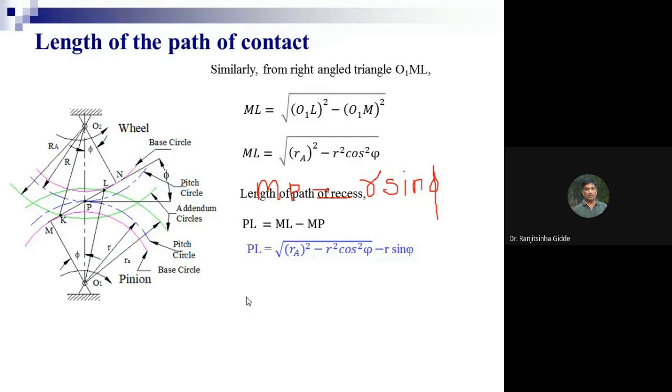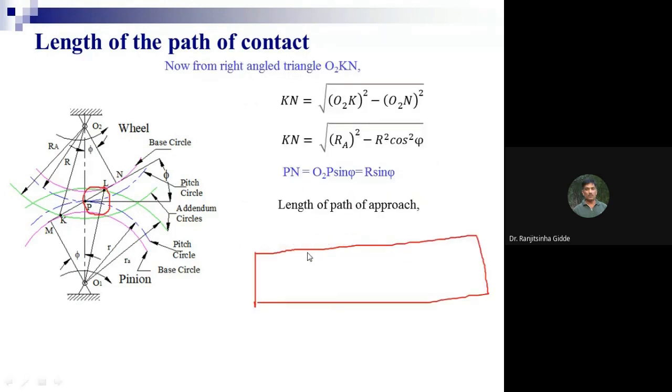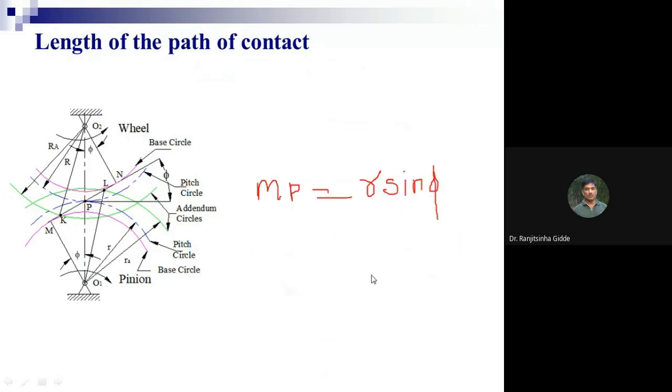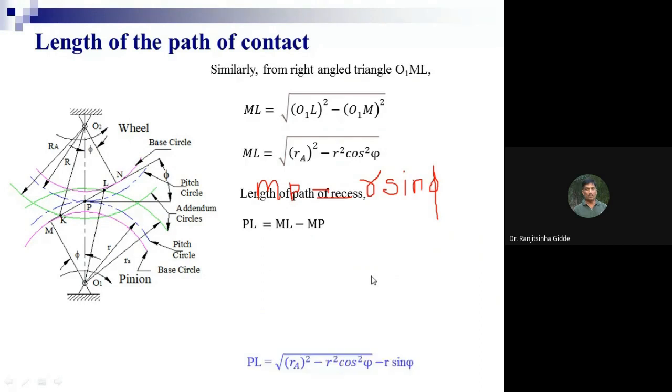Now we got the value of this length of path of recess. Now we need to write the value for this KL. It is the sum of KP plus PL. So previously we got the value of KP in this previous slide. This is the KP. And now we got the value of this PL.